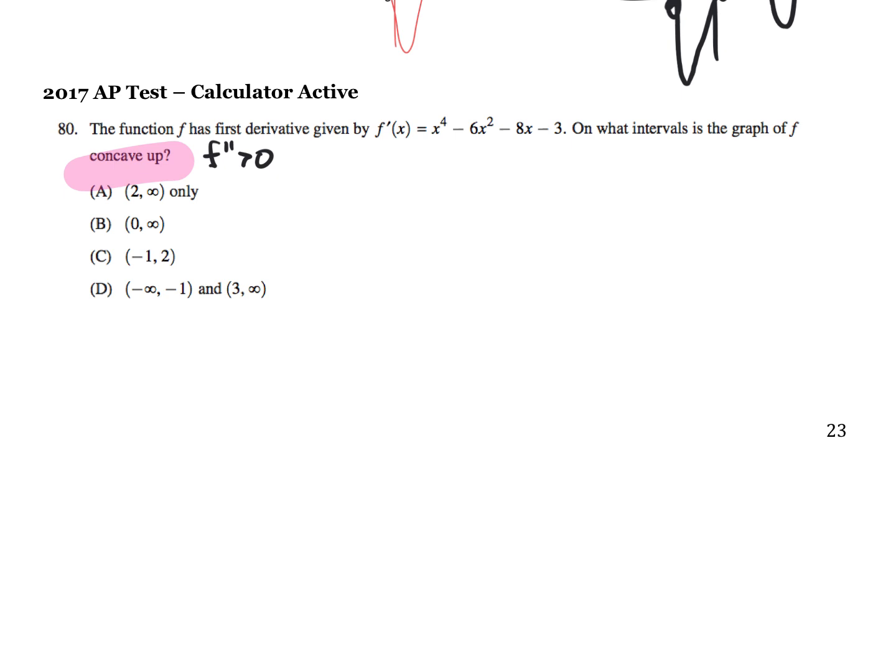Let's go to that y equals screen. Let's do math 8. X to the 4th, minus 6x squared, minus 8x, minus 3. You guys, when you want to graph the derivative, you do x equals x, just so you know. So when I let it do the graph for me, the second derivative for me, my graph looks like this. That's the second derivative. It says, what intervals is my function concave up?